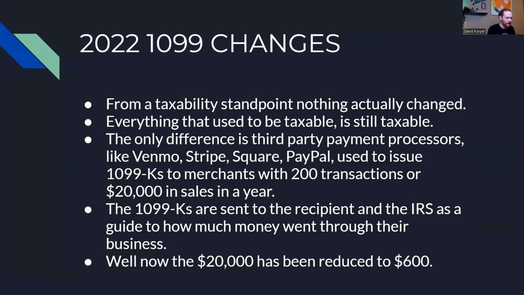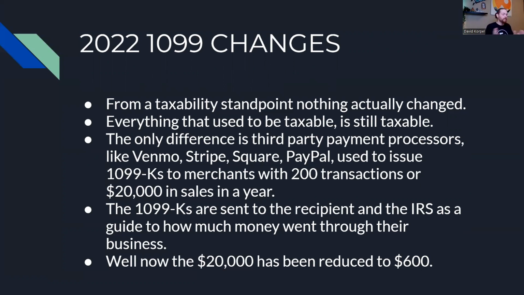But the change is that that $20,000 number has been reduced to $600, just like the 1099 non-employee compensation. So people are all up in arms saying that this is going to cause such a headache for all these smaller businesses who are receiving payments because they're going to be taxed on personal transactions that went through their Venmo and such, like things like that.